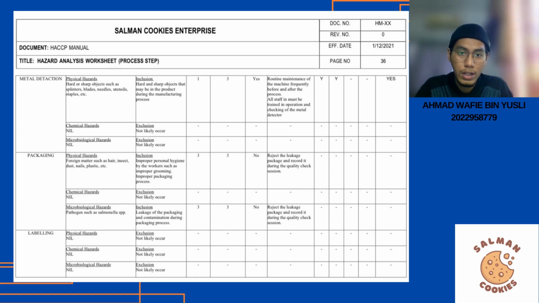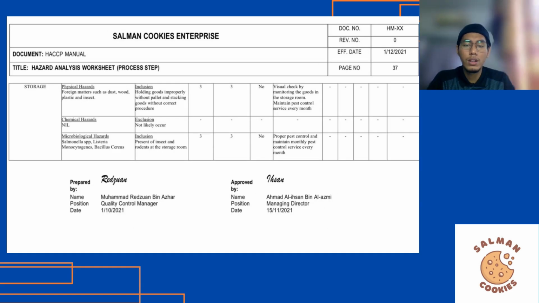And for the next process step, which is labeling, we don't have any hazard, which is no physical, chemical, or microbiological hazard. So for our last process step, which is storage, it has two hazards, which are physical and microbiological hazards.